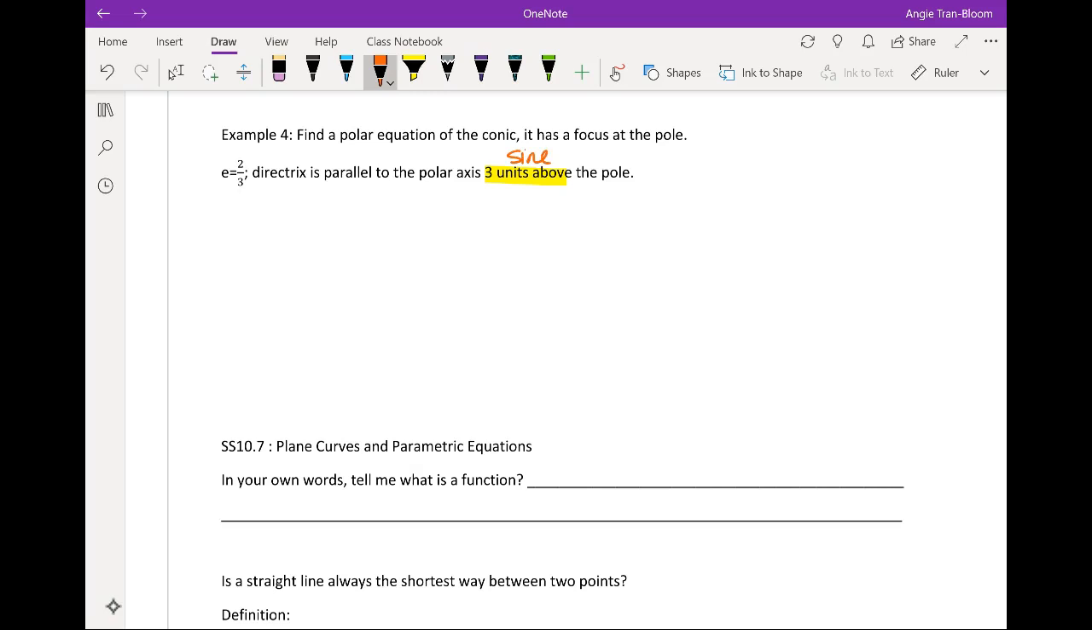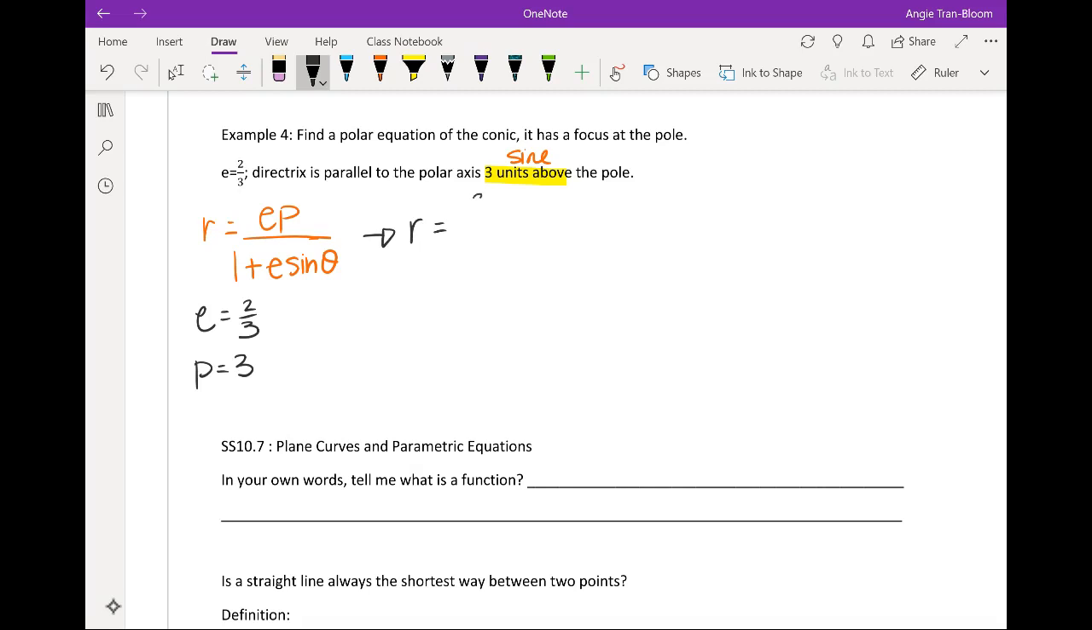Sine function, okay. We will start with the standard format, r equals e times p divided by 1. Because it's 3 units above, it would be a plus e sine of some angle. All we have to do is find e and p and we're good. Do we have both? Yeah. So e is 2/3. What's p? 3. Let's plug it in and then make it pretty.